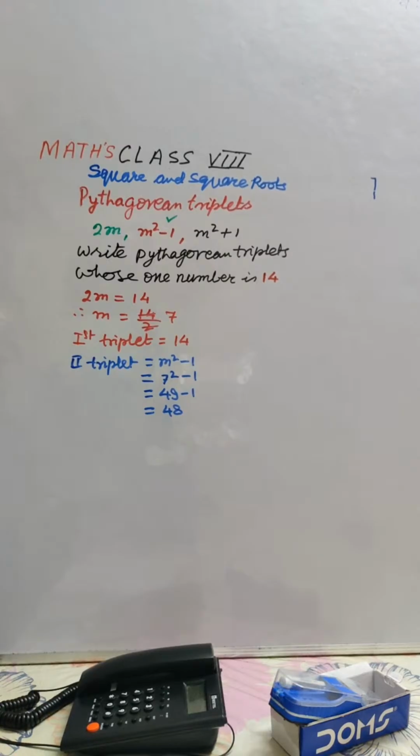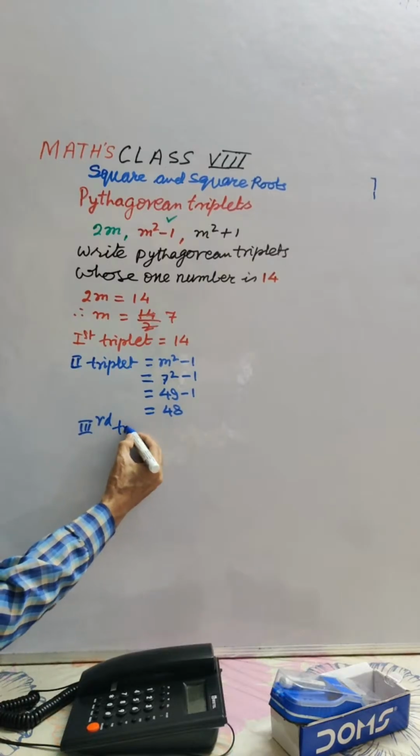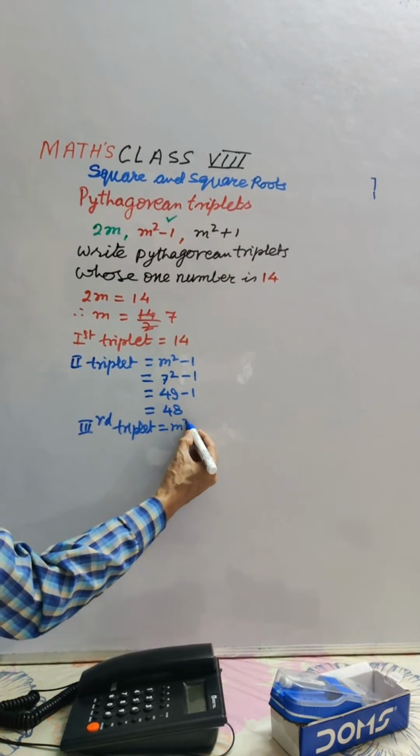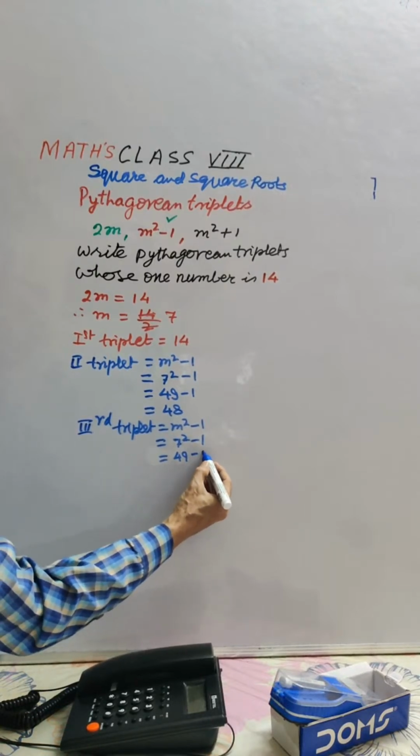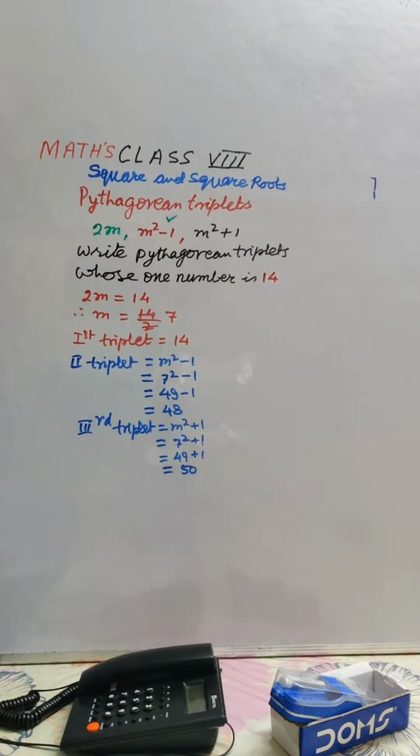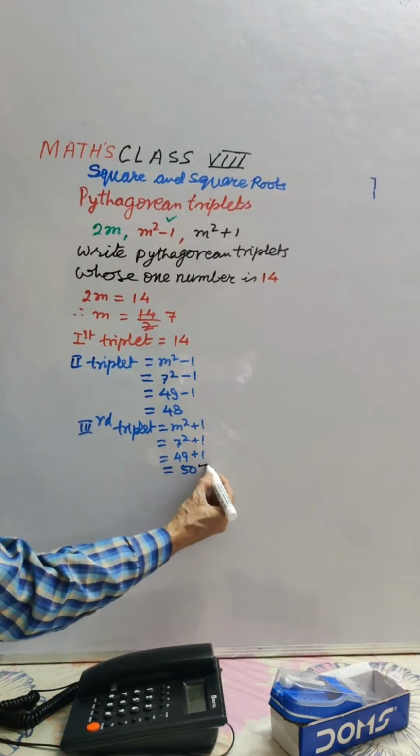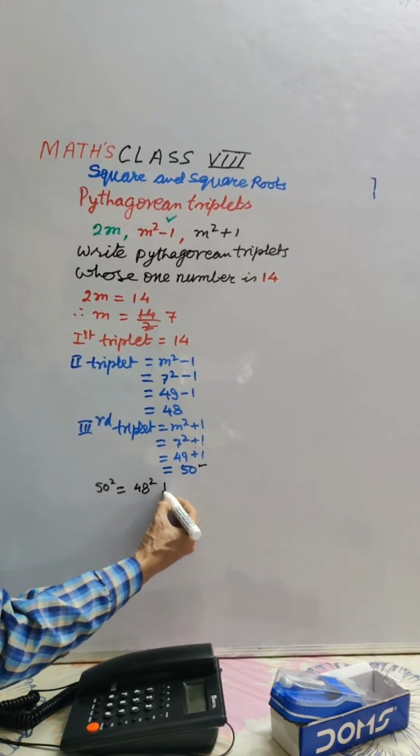Now third triplet, m square plus 1. That will be 7 square, 7 sevens are 49, plus 1. Minus 1 we have taken already. So that is 50. Third triplet is 50. First is 14, second is 48, third is 50. Now we shall check whether they are according to Pythagoras theorem or not. If they are, then these are the Pythagorean triplets. Greatest number is 50. So we shall check whether 50 square is equal to 48 square plus 14 square or not.